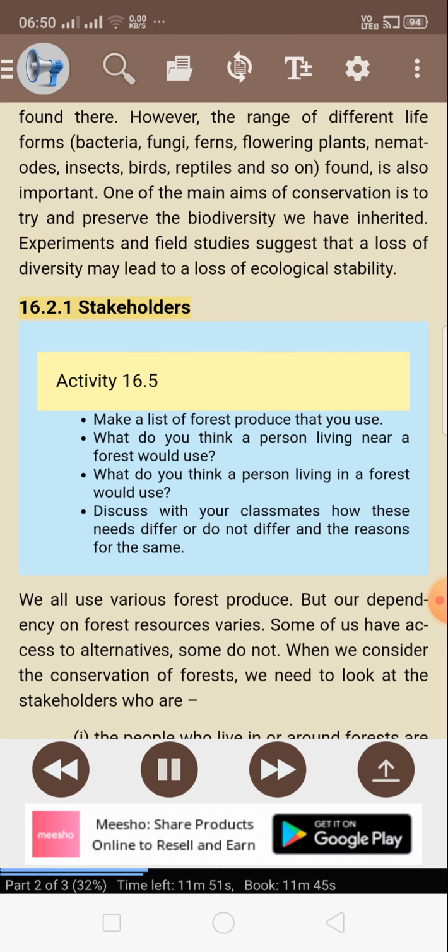16.2.1 Stakeholders. Activity 16.5. Make a list of forest produce that you use. What do you think a person living near a forest would use? What do you think a person living in a forest would use? Discuss with your classmates how these needs differ or do not differ and the reasons for the same.